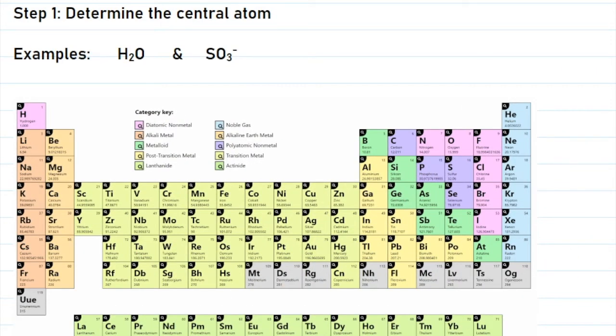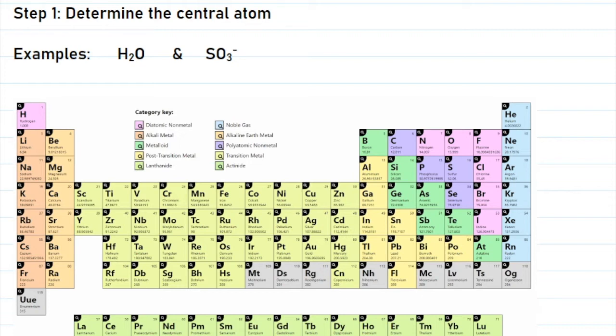Right, in this video, we'll be going over the steps of how to draw Lewis dot structures. So our first step is to determine the central atom. Let's say, for example, you have H2O, water. Which atom will be going in the middle, hydrogen or oxygen? To determine that, there's two different methods.